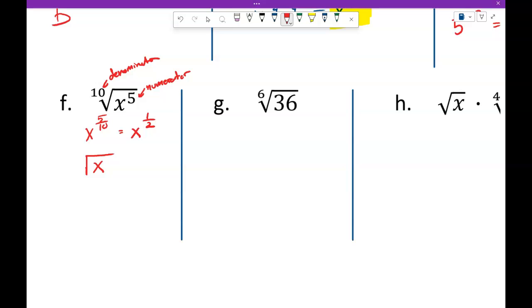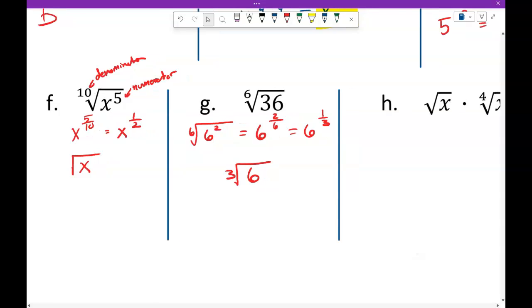I can't take the 6th root of 36, but we can rewrite 36 as 6 squared. Now we can write it using rational exponents. 6 to the 2/6 power. We simplify that expression. We get 6 to the 1/3, and then as a radical expression, the 3rd root of 6.